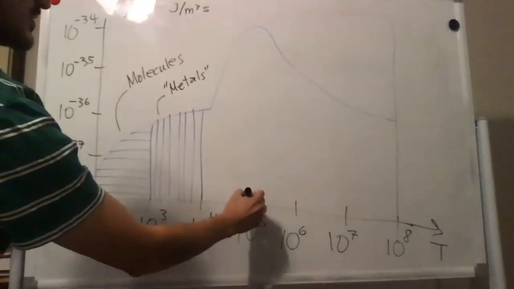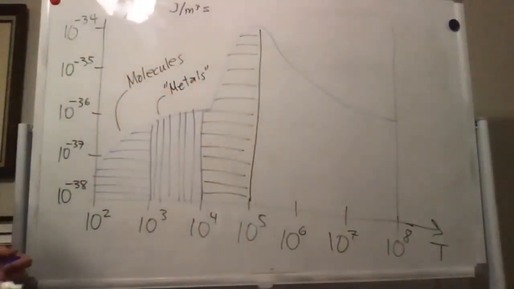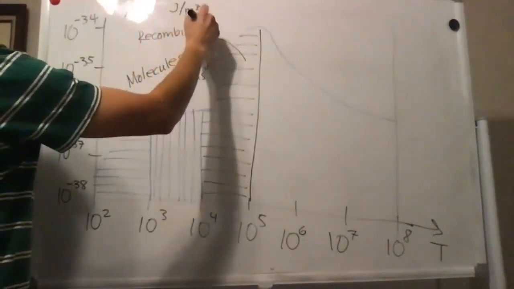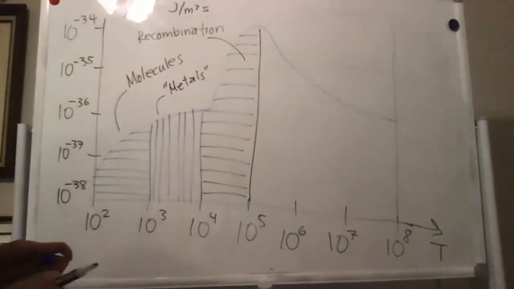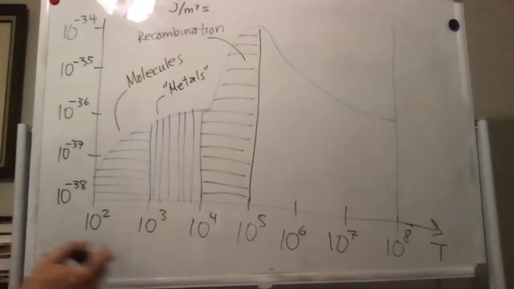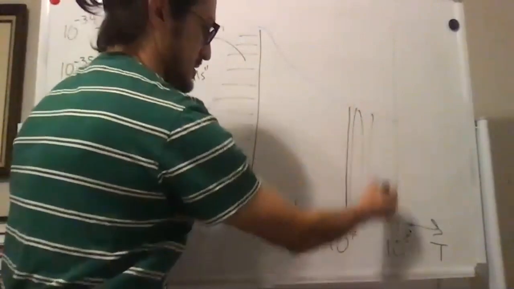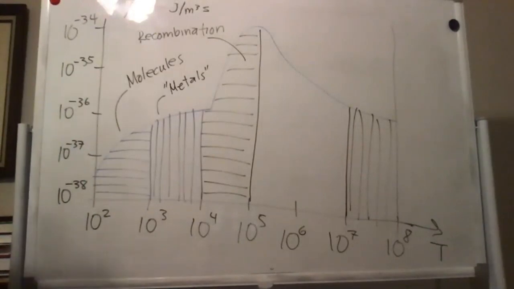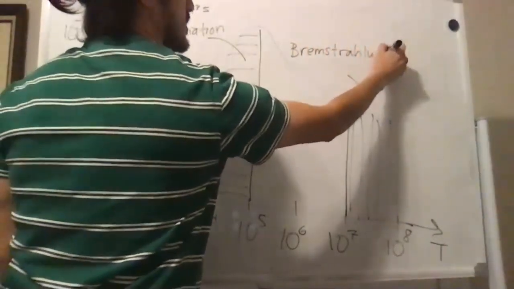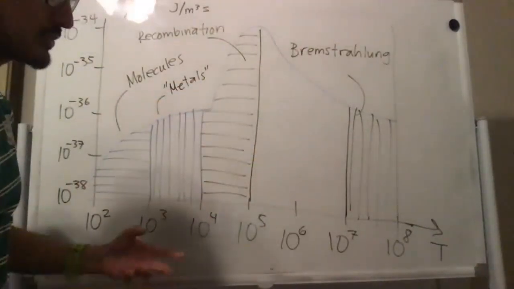And then in this region over here, so this one is recombination. So the first one that we talked about, and in this very last region, it's going to be Bremsstrahlung. So this one is electrons interacting with protons, you know, mostly via Coulomb interactions.